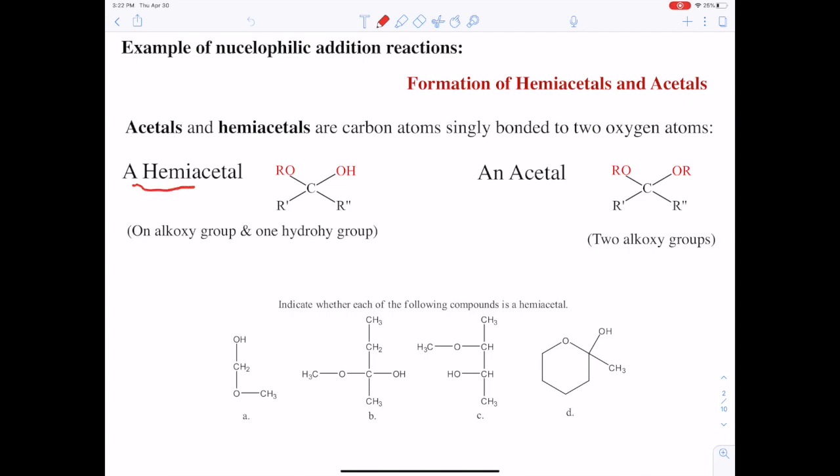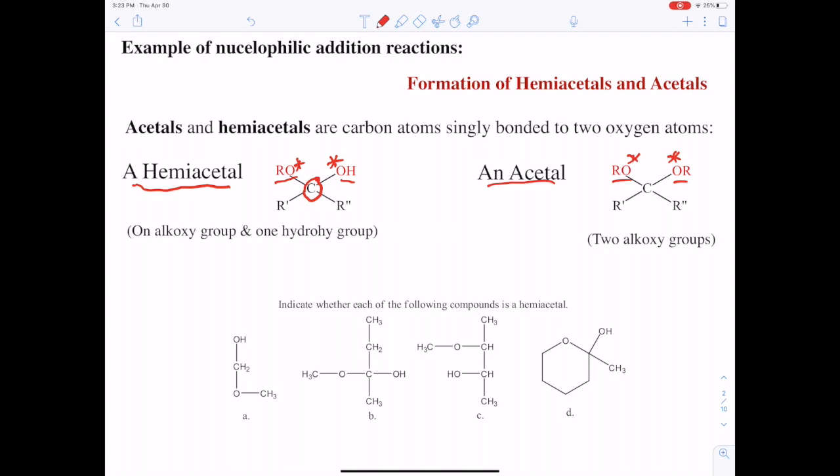Well, a hemiacetal, you look at a carbon and it has two oxygens bonded to the same carbon. Both acetals and hemiacetals have those. The difference is hemiacetal has an OH, a hydroxyl group, and an alkoxy group. So it could be like OCH3. Basically, on the other side of the oxygen is a carbon. That's an alkoxy group. An acetal has two alkoxy groups. So a hemiacetal is sort of on its way to becoming an acetal.